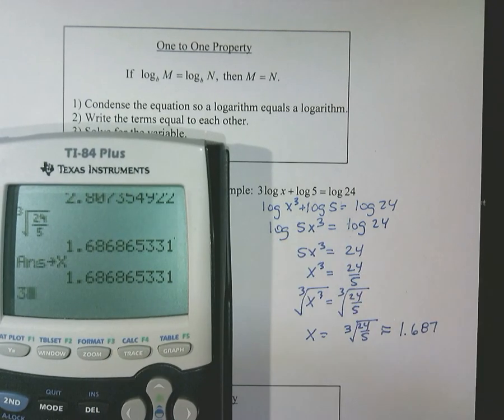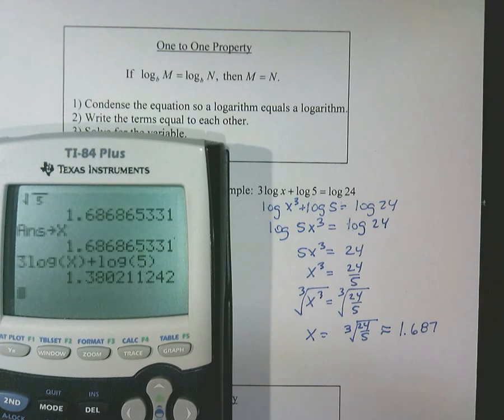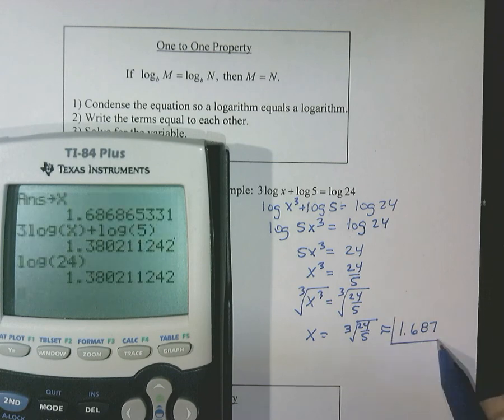So 3 log x, the calculator automatically put a parentheses there, so I have to end the parentheses, plus log 5. And I hit enter. And then I'm going to do log 24. It gets the same answer, so that is my answer.